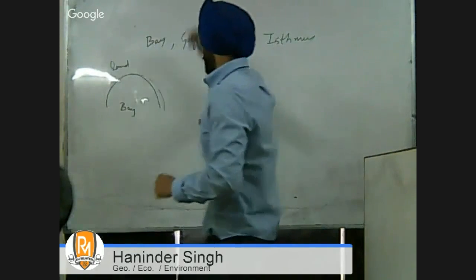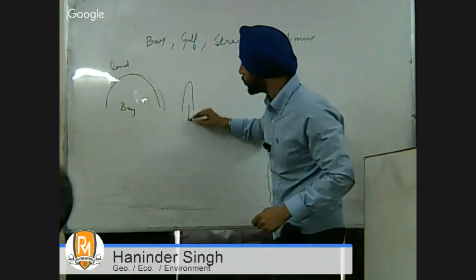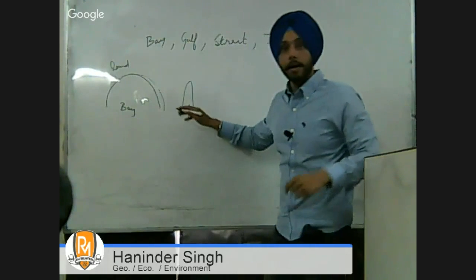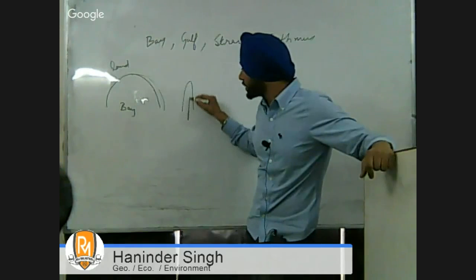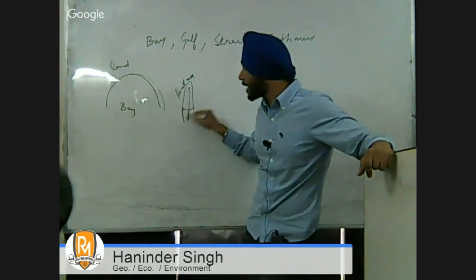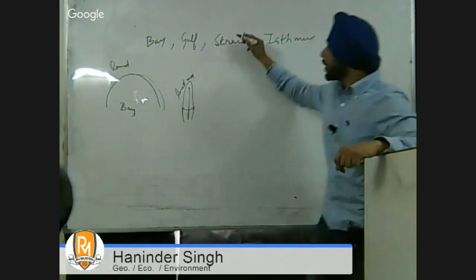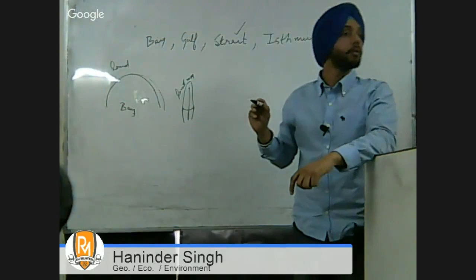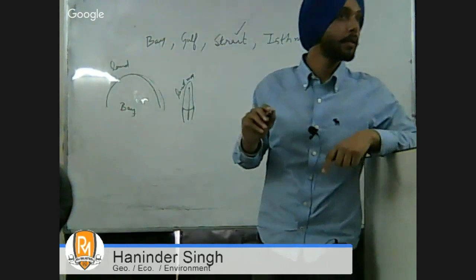Okay. What is gulf? Gulf is same as bay, but it has a narrow mouth. It means that there is an opening from which water enters the landmass, but this mouth is narrower than a bay. This is the difference between bay and gulf. Okay. What is a strait? Joining two big land masses.